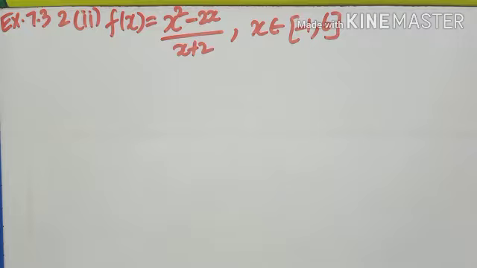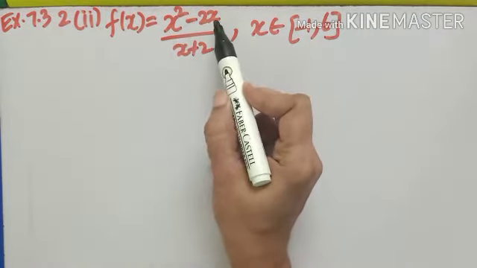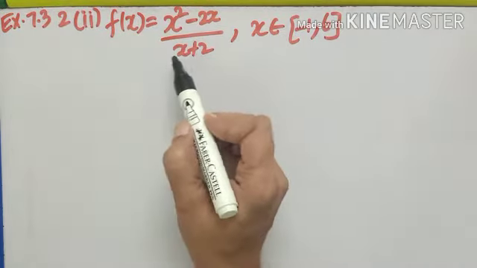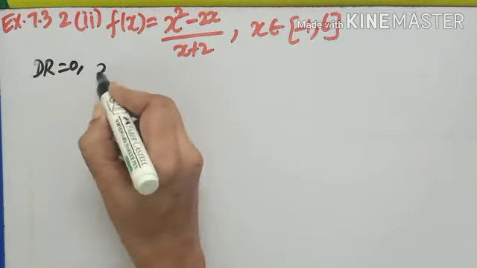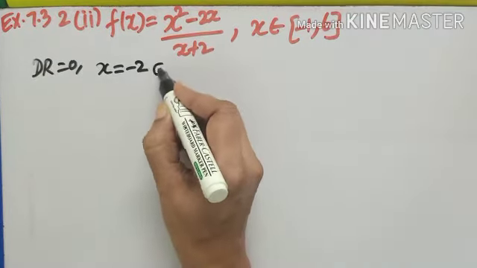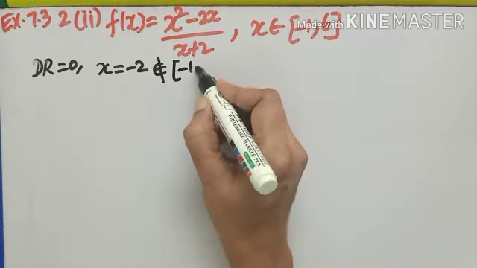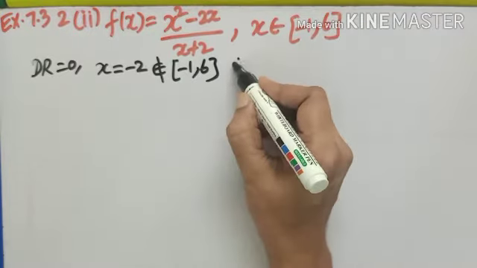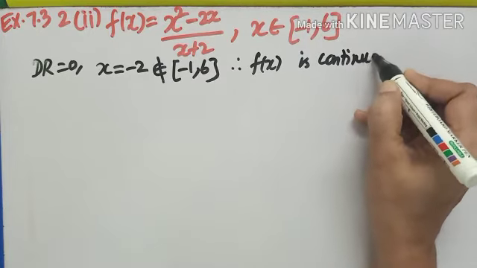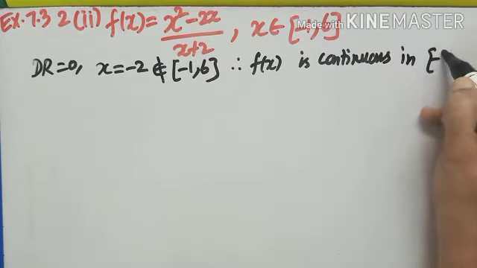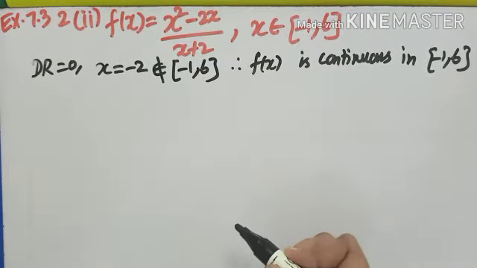Exercise 7.3, question number 2, subsection 2, f of x equals x square minus 2x by x plus 2. Whenever denominator comes, put the denominator equal to 0. I get x is equal to minus 2, but my question starts from minus 1. So minus 2 does not belong to this interval. Therefore, f of x is continuous. So in the given interval, f of x is continuous. Denominator becoming 0 is not inside this interval.